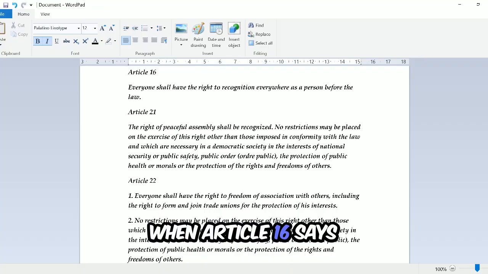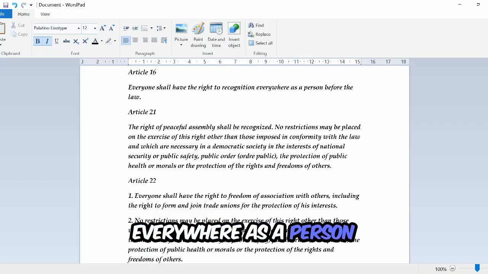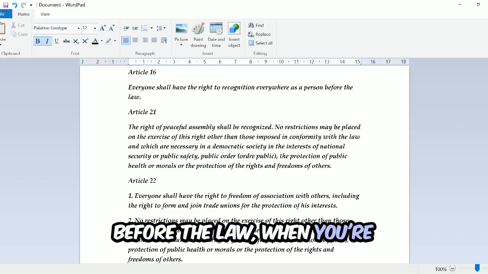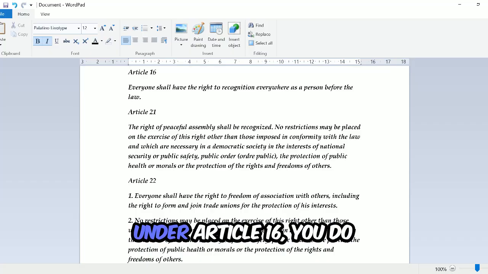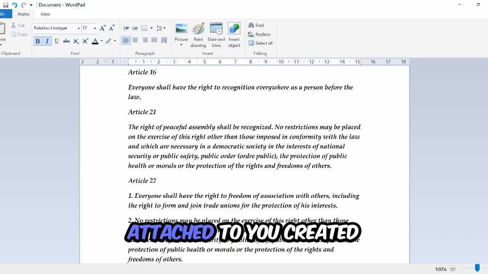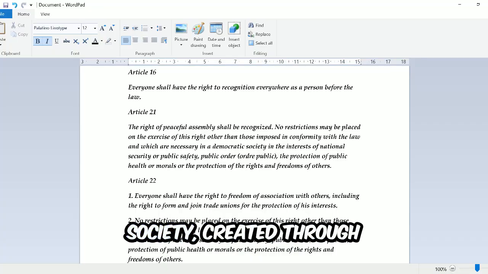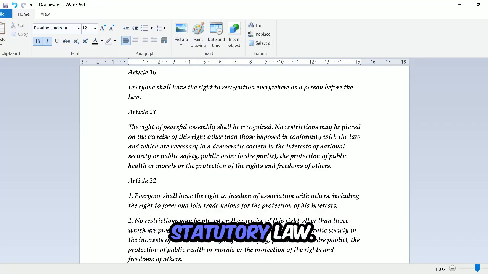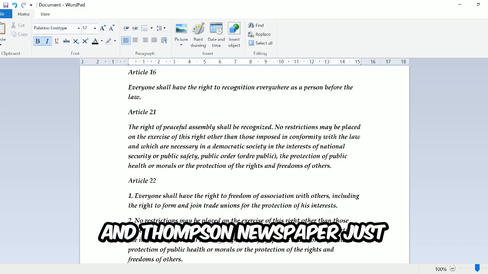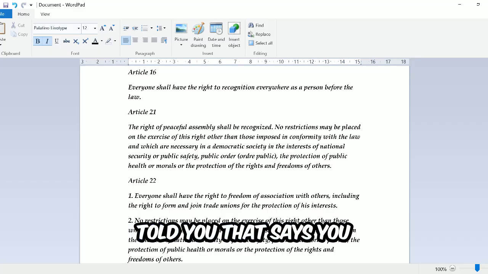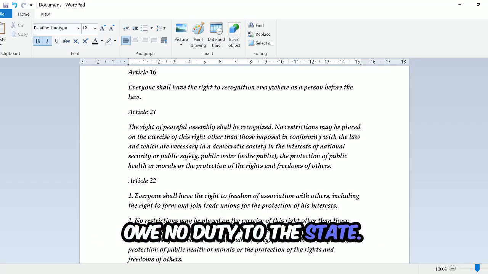When Article 16 says, everyone shall have the right to recognition everywhere as a person before the law, when you're standing as a man or woman under Article 16, you do not have any duties attached to you. Created through a democratic society, created through statutory law. And Thomson Newspaper just told you that. Says you owe no duty to the state.